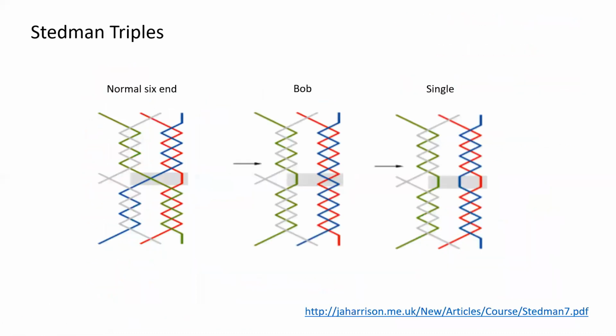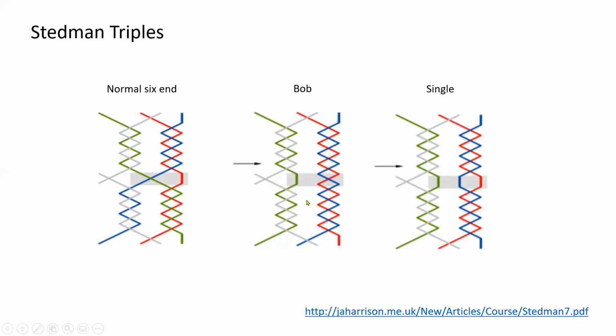Let me move on to Stedman triples. Unfortunately, the singles are not the same. The calls are not the same. It's one of the only methods where the calls, when you ring it on a different number of bells, are actually different. Looking at the normal situation of Stedman triples, that's the work in 4/5, 6/7 at the end of a 6.